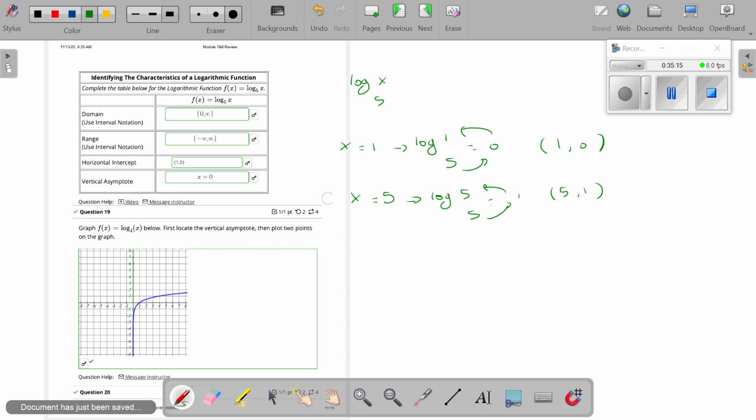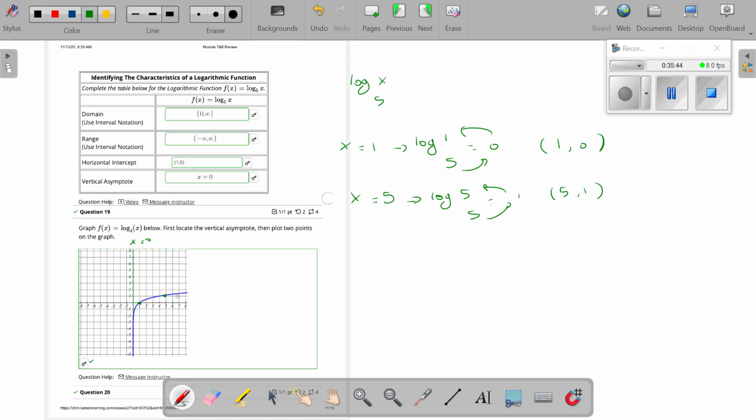And we're going to graph them. 1 and 0 is one of them. The other one is 5 and 1. And we know that the parent function looks like this, and the asymptote is here at x equal to 0. This is my asymptote. It's a vertical asymptote. The horizontal intercept, that means x-intercept, where the graph is crossing the x-axis, that's here. So it's at 1 and 0.